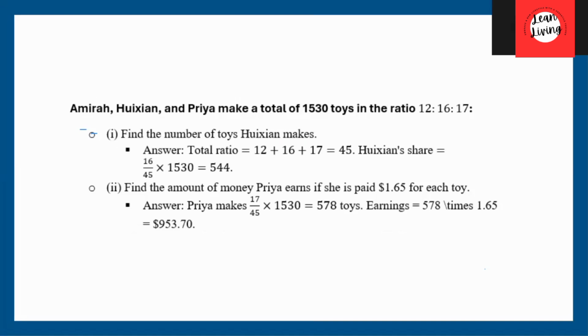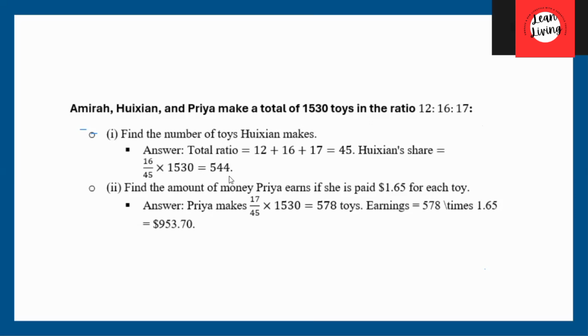This question is related to the toys, which we did in the class. Amira, Hugson, and Priya make a total of 1,530 toys in the ratio 12 is to 16 is to 17. Find the number of toys Hugson makes. Basically, here we are having the ratio of each of them as well as the total number. So we will be using the formula part upon the total multiplied by the number of toys that are given. Same as we have done, the ratio of Hugson, which was in the middle, was 16, right? So 16 divided by the total of 12 plus 16 plus 17, that is 45. You put it in the denominator, multiplied by the number of toys, you get the answer 544.